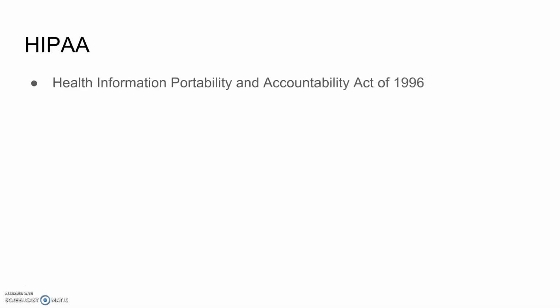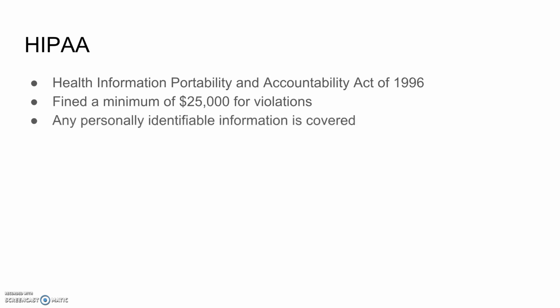The next law is HIPAA, which is the Health Information Portability and Accountability Act of 1996. This covers medical and health information. There are fines for violations at a minimum of $25,000 per violation, and any personally identifiable information is covered. So any information that could be used to identify the person is kept confidential.